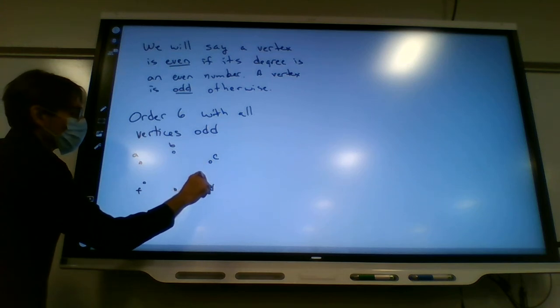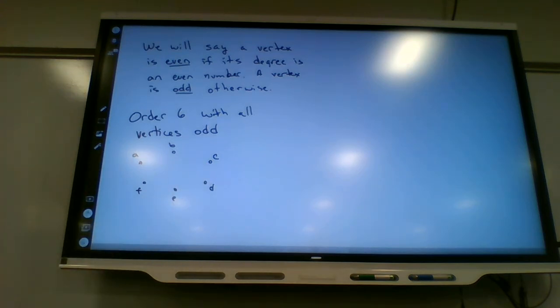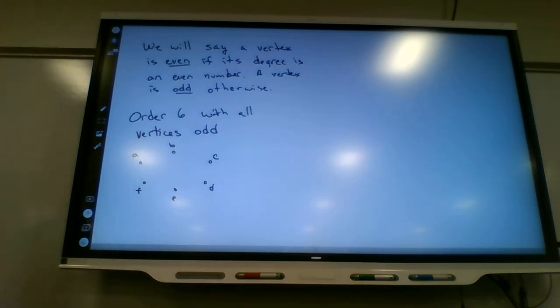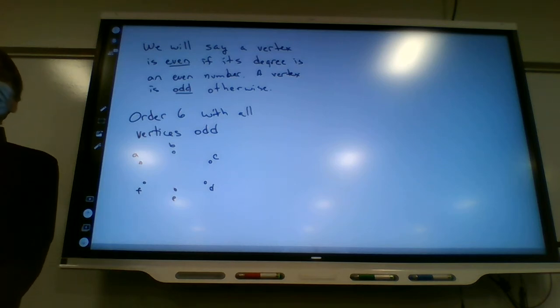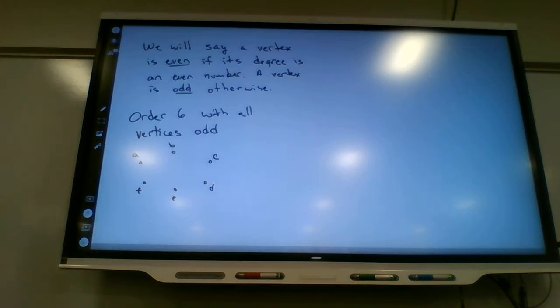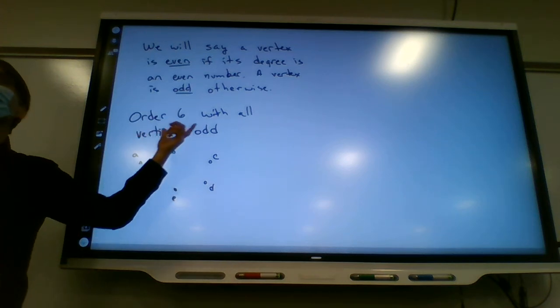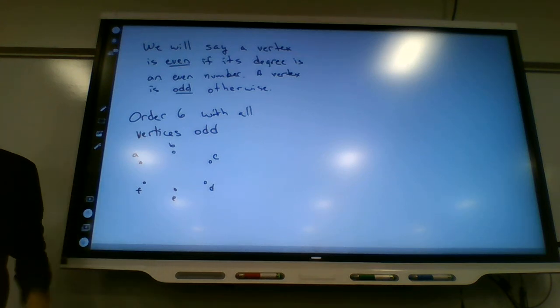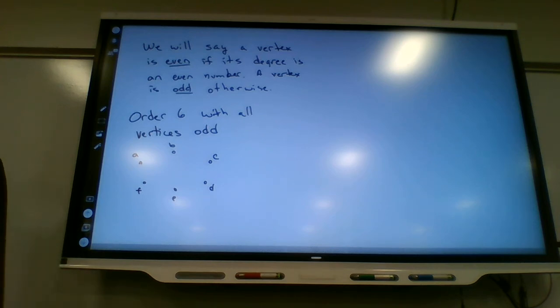What do we know about the number 0? 0 is an even number, right? Is it divisible by 2? 0 divided by 2 is 0. That's a number. So 0 is even. So that is one with all even vertices. Wait. So is 0 also odd? No, 0 is not odd. 0 is even. Only even.